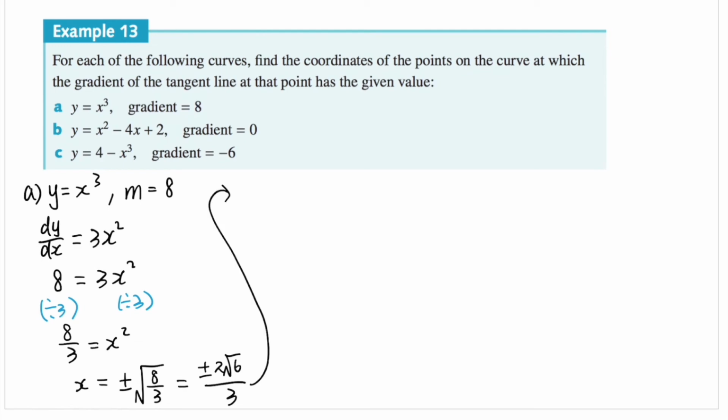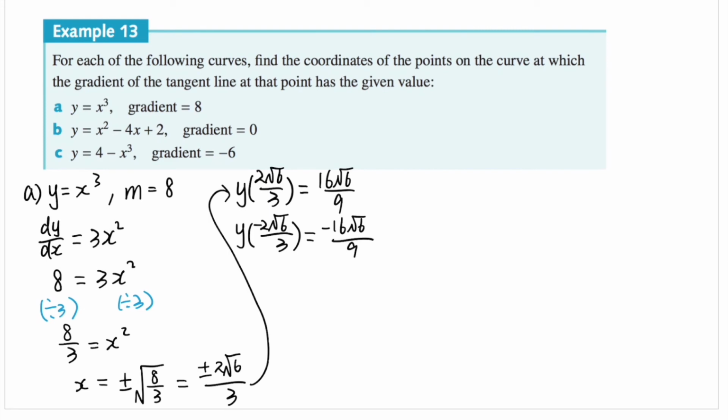Once you find the x values, we're going to sub them back into the original function to find the corresponding y values. So when x is equal to 2 square root 6 over 3, my corresponding y value is equal to 16 square root 6 over 9. When my x value is equal to negative 2 square root 6 over 3, the corresponding y value is equal to negative 16 square root 6 over 9. Now I have my two coordinates. I can put them into coordinate form. So we say that at these 2 points on our curve, the gradient is equal to 8.